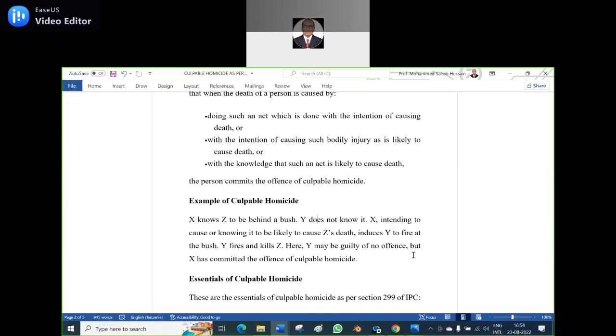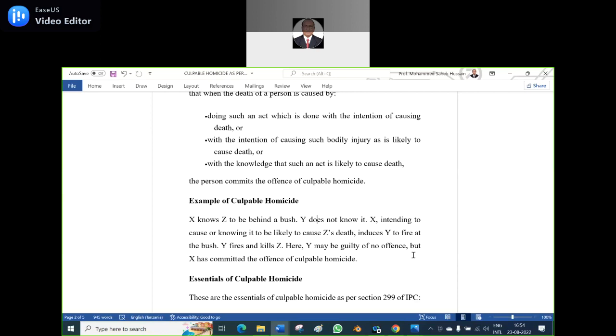And who is behind the bush? Z. And consequently, what happened? Z died. Z was killed. Participants, are you with me? Yes, sir. Only Kolikunda Sharad Babu is giving the answer to my question.